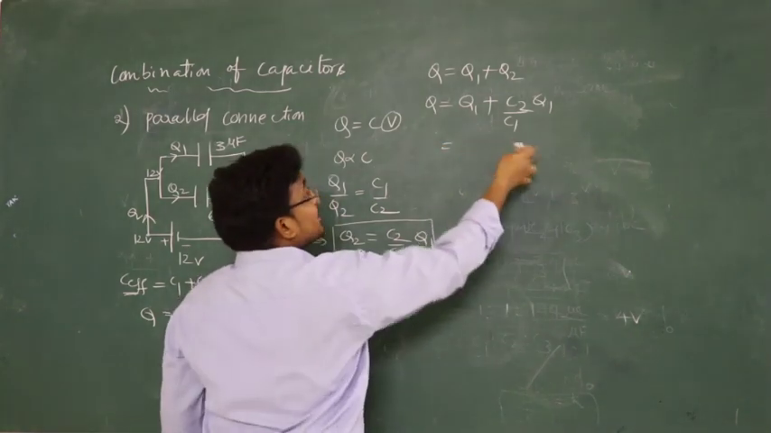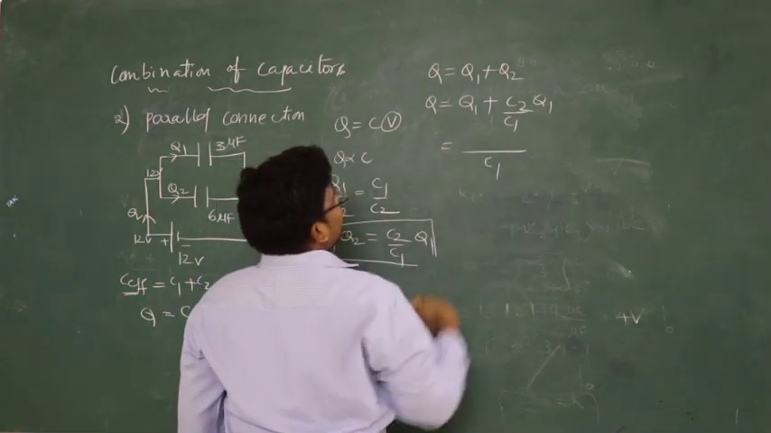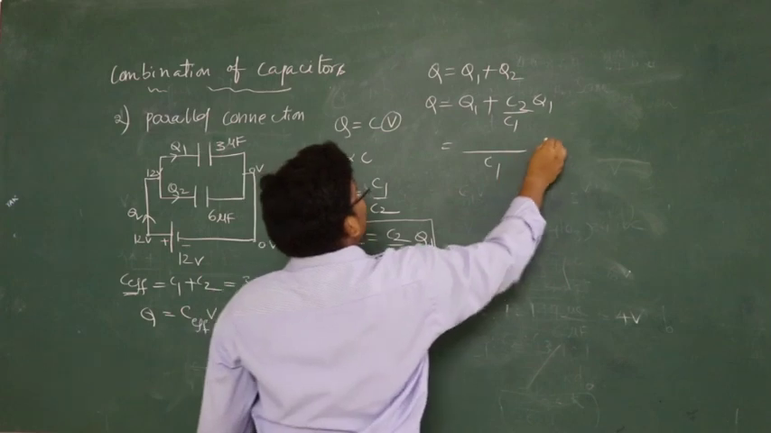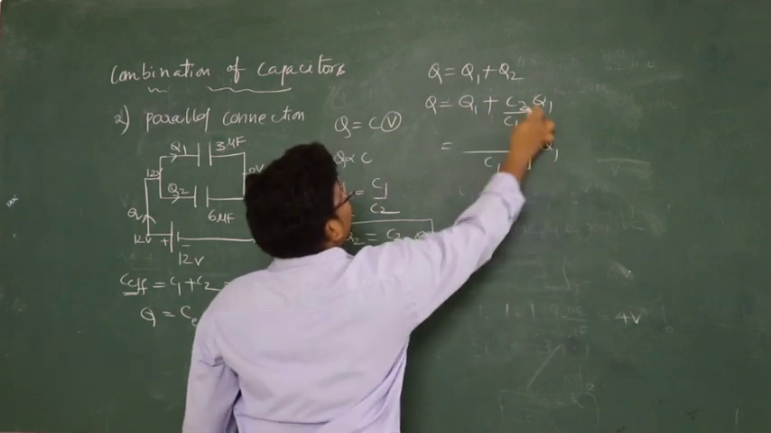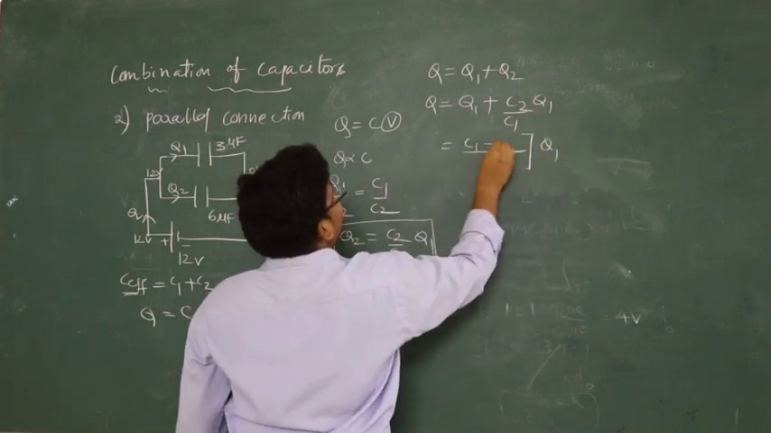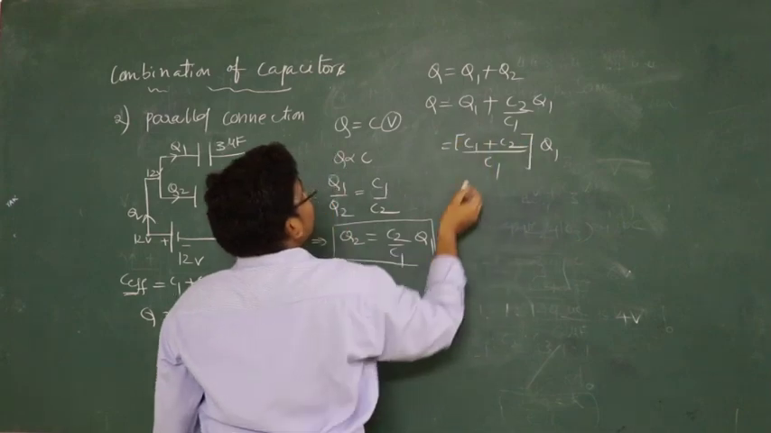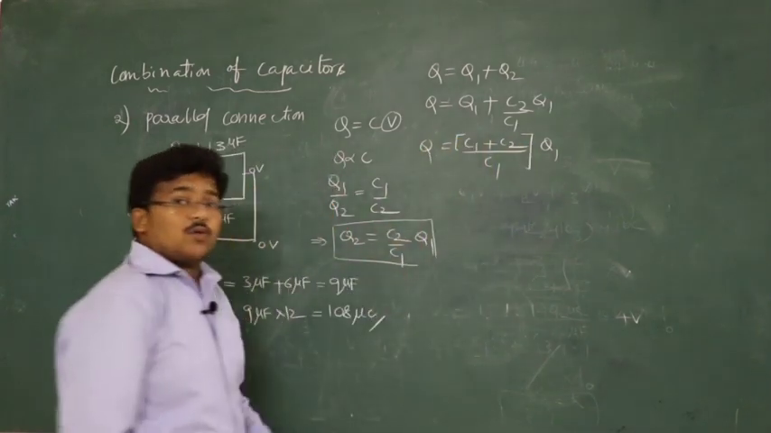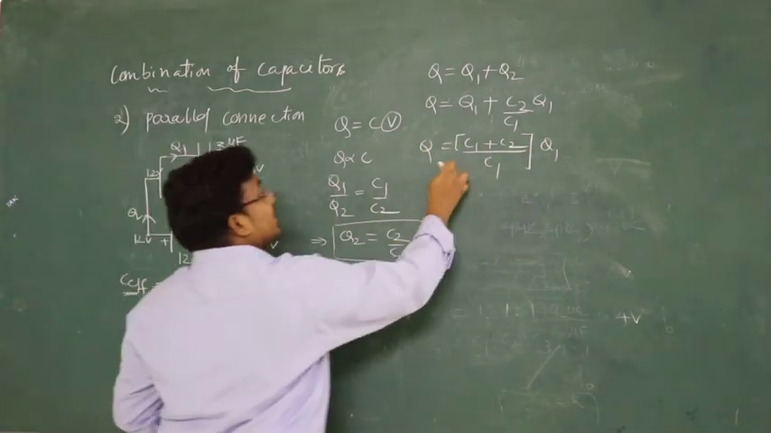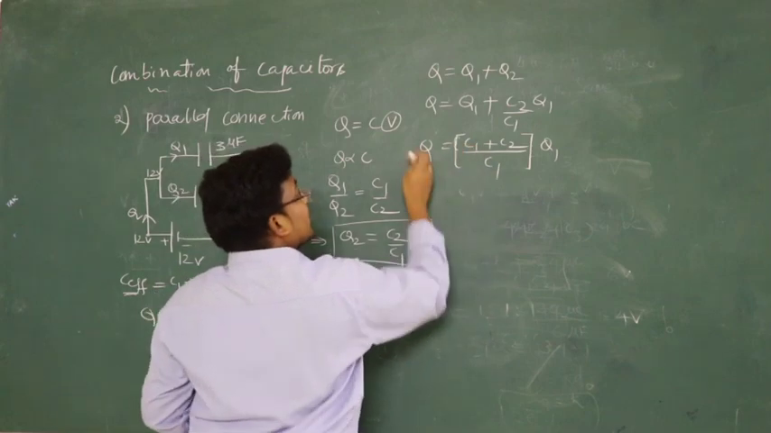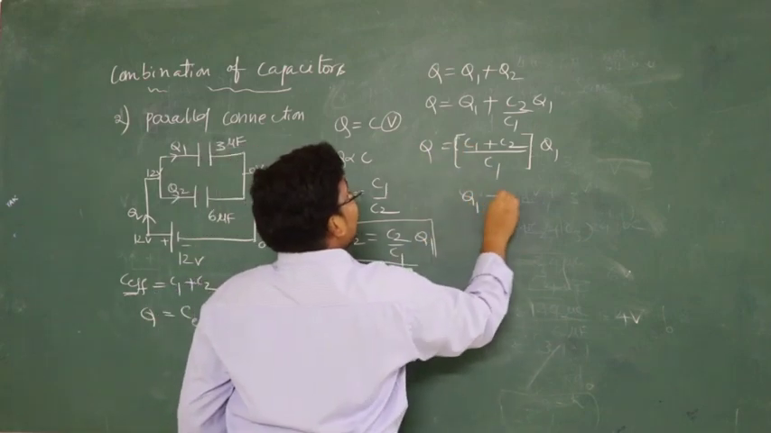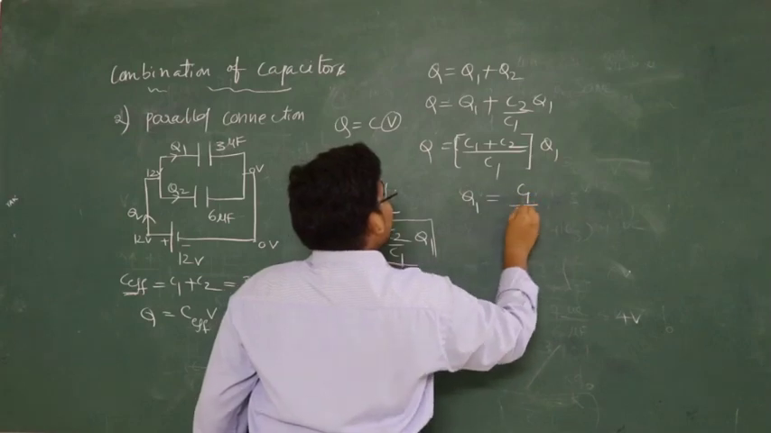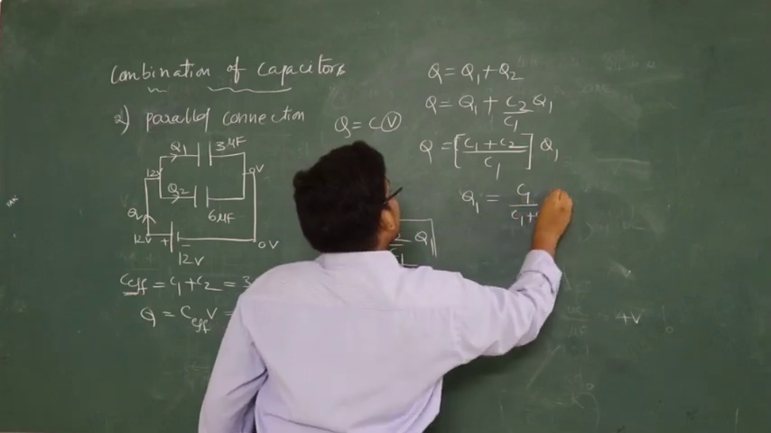Now taking LCM as C1, and taking Q1 common, this will be Q1 times C1 plus C2 by C1 is equal to Q. Now I would like to find Q1, so send this entire term to the left side. So Q1 is equal to C1 by C1 plus C2 into the charge.